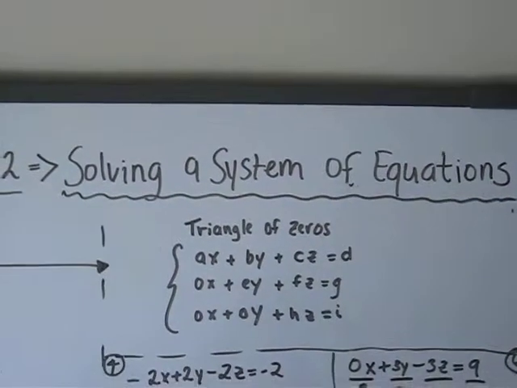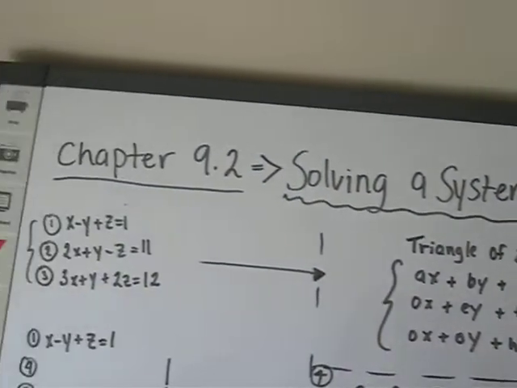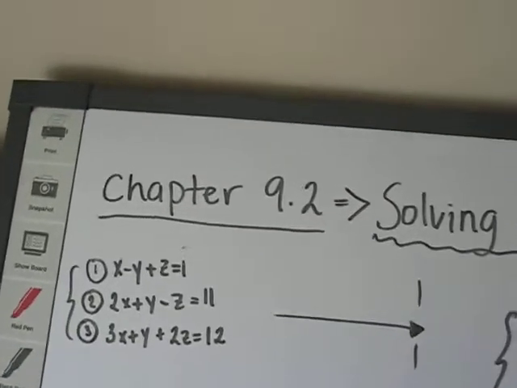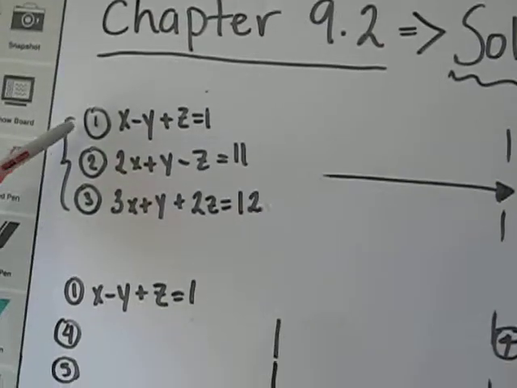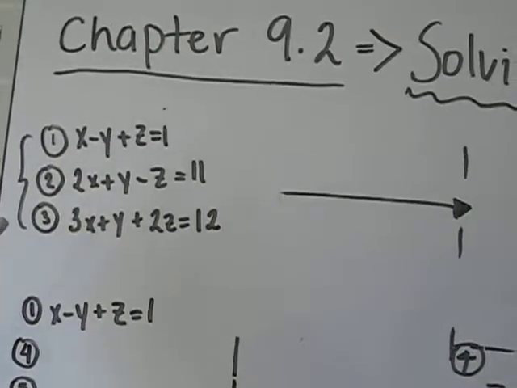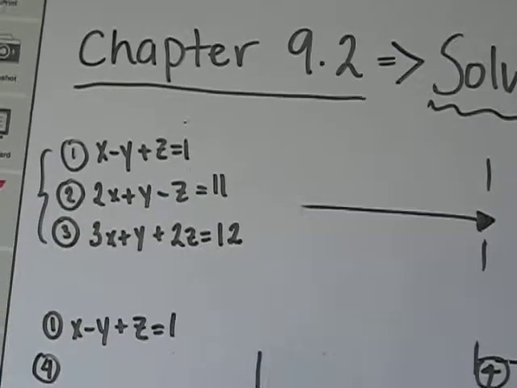I'm going to be solving a system of equations. This is chapter 9.2 in the Calculus and Vectors textbook. So here you have your three equations, 1, 2, 3. And the whole point of solving a system of equations is having it resemble something like this.